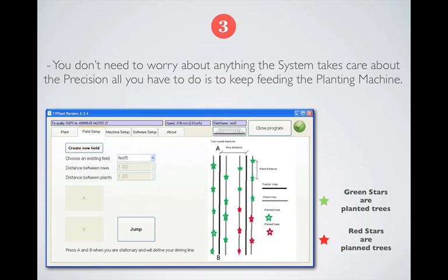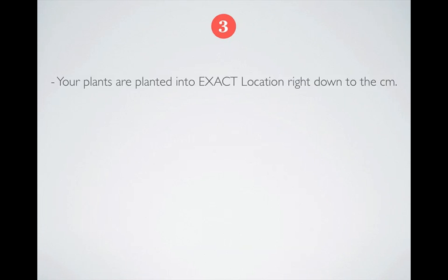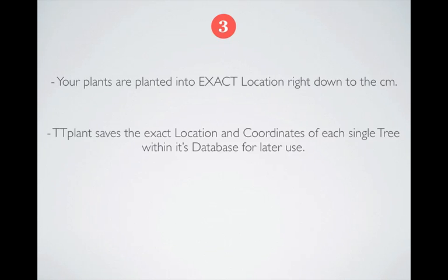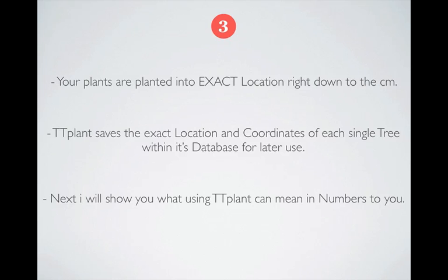All the operator sitting on the planting machine does is to keep feeding the mechanical planting machine which TTPlant is automating. The plants are planted into exact location, and the software then saves the exact location and coordinates of each single tree you plant within its database. But that wasn't everything. I will show you next what using the TTPlant system to automate your tree planting process can mean in numbers.